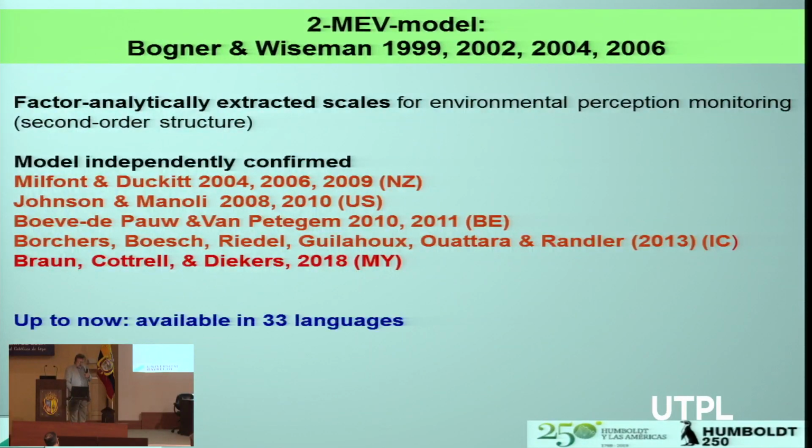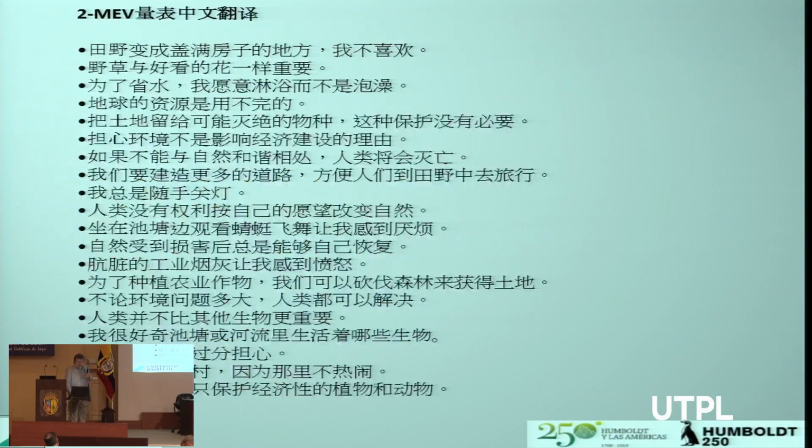So, let me summarize. That means we have a model which is unique, because it is 5 times independently confirmed. Just last year was a study in Malaysia. That means South Asia. Nowadays we know about 33 languages. Maybe there are more, because we just know about these languages which did publications. By the way, I need confirmation for this. Somebody sent it to me, and I still don't know whether it's fake or not.